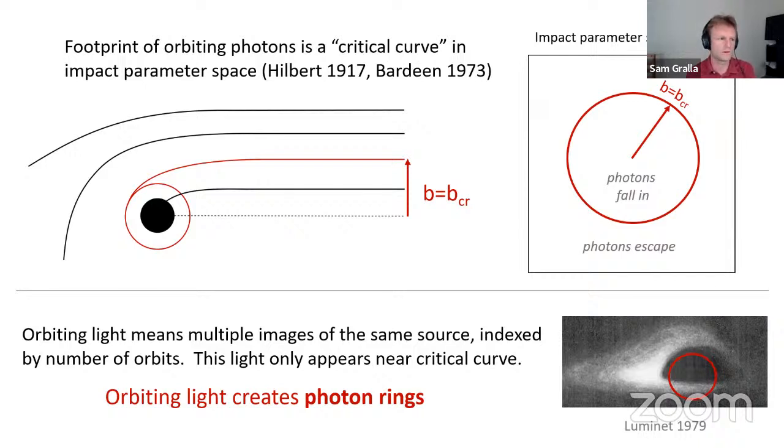Bardeen was the first person to work out the critical curve for a Kerr black hole. The math is much more complicated, but still closed form. At the end of the day, it's basically a circle. So very little effective spin. There's a little bit we can talk about, but not so important.